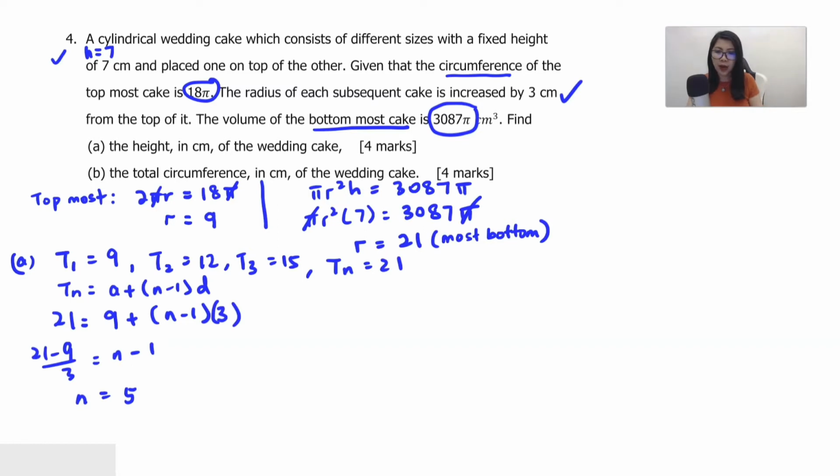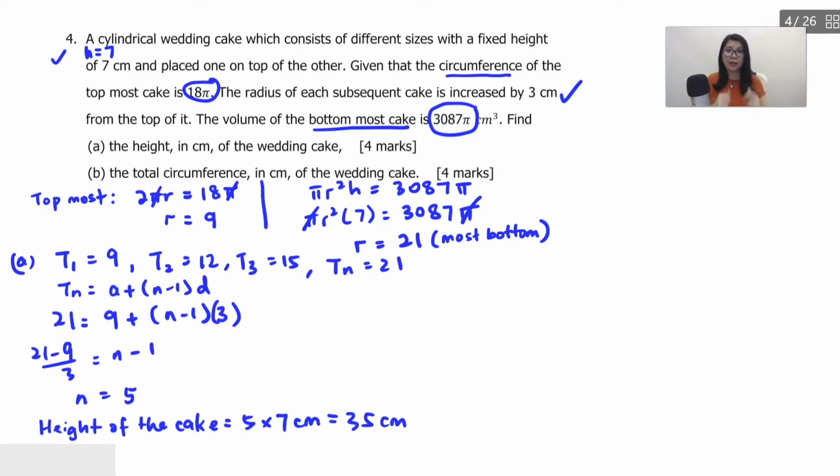Okay, so the height of the wedding cake, I'm going to write here, the height of the cake, is 5 times 7 cm, and we'll get 35 cm. That will be the answer for A. Isn't that easy?